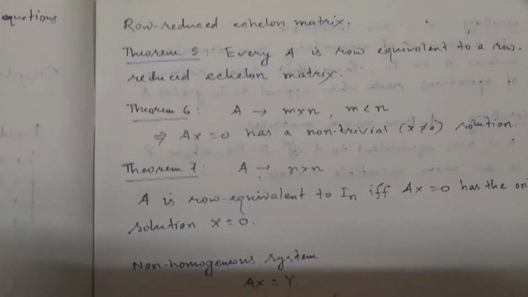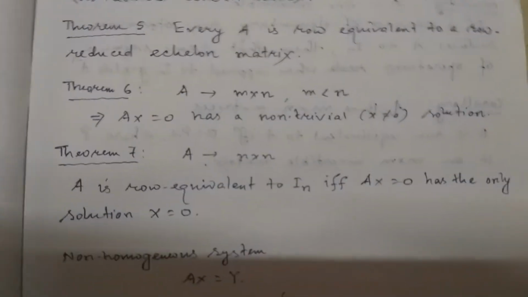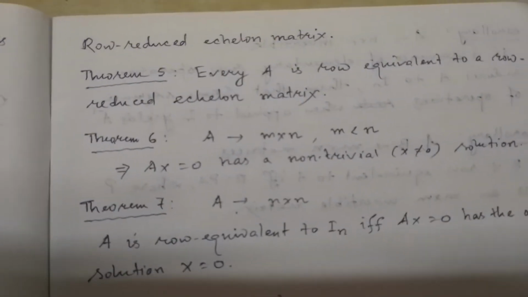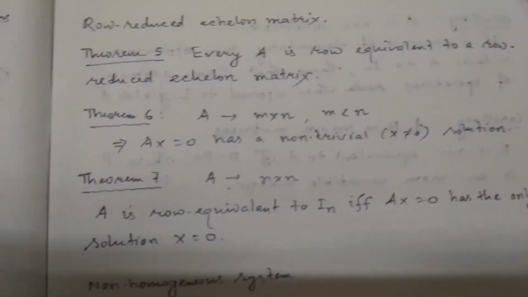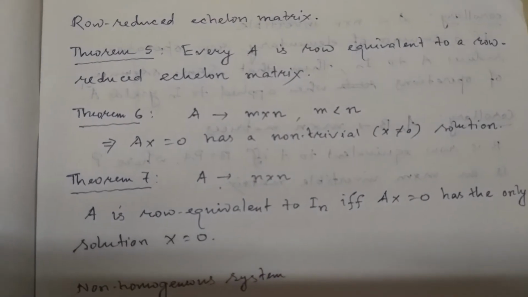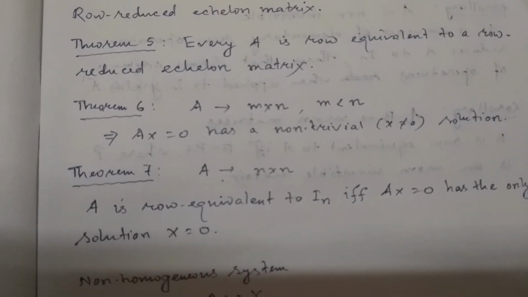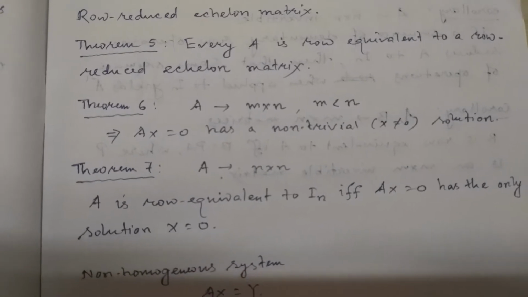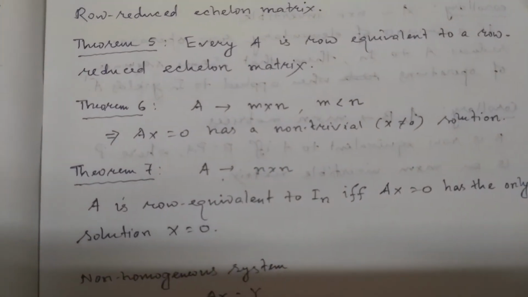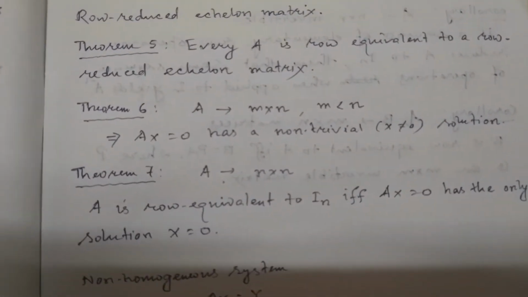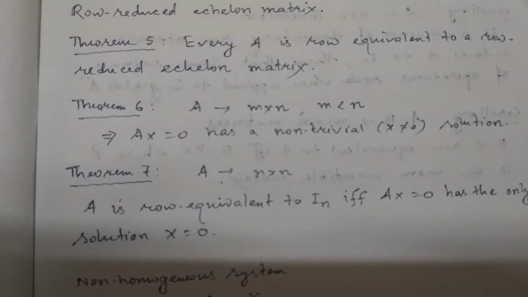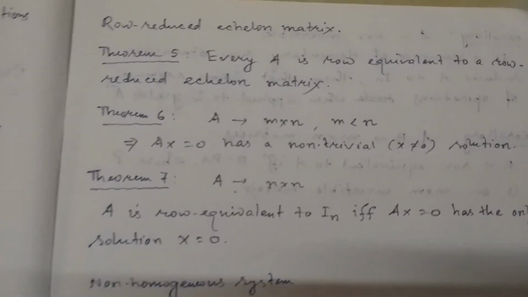Row reduced echelon matrix. What is a row reduced echelon matrix? First of all, it is row reduced. That means the first non-zero element of each non-zero row will be 1. What is a non-zero row? If a row contains at least one non-zero element, it is called a non-zero row, and if a row contains all zero elements, it is called a zero row. The first non-zero element of each non-zero row must be 1, and this is called the leading one. The column which contains the leading one of some row has all other elements 0, so it must be row reduced.